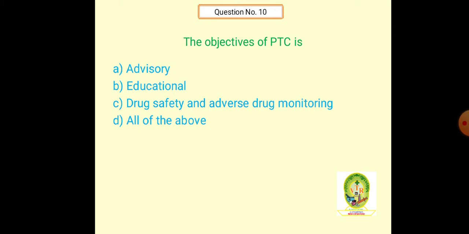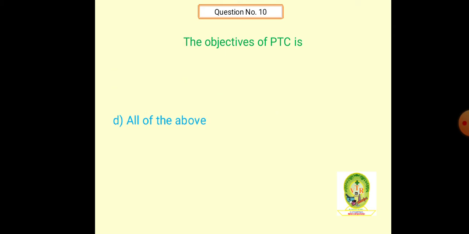Next question. The objectives of PTC. Options are A. Advisory, B. Educational, C. Drug safety and adverse drug monitoring, D. All of the above. Right answer is D.